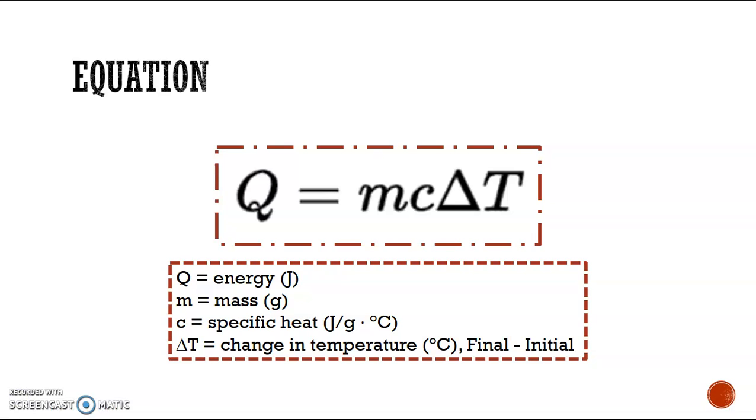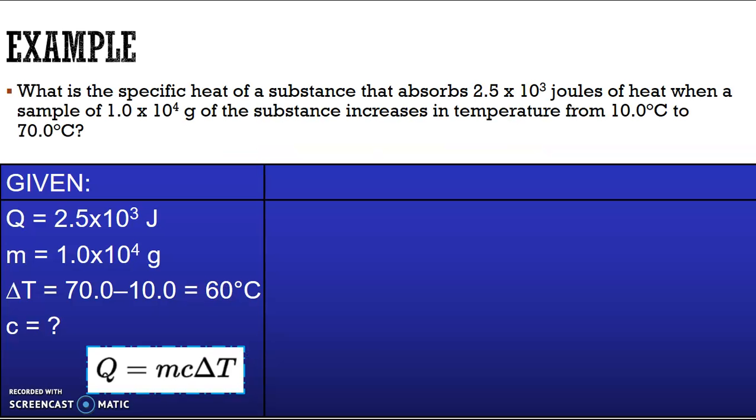Okay, now that we have our equation, we have our units, let's do an example problem. What is the specific heat of a substance that absorbs 2.5 times 10 to the third joules of heat when a sample of 1.0 times 10 to the fourth grams of the substance increases in temperature from 10 degrees Celsius to 70 degrees Celsius? Okay, so I've gone ahead here and I have analyzed my problem to see what I know and what I need to know.